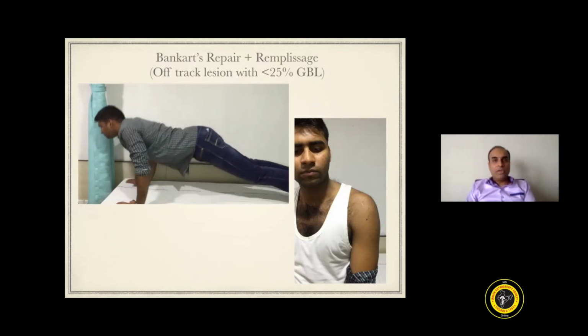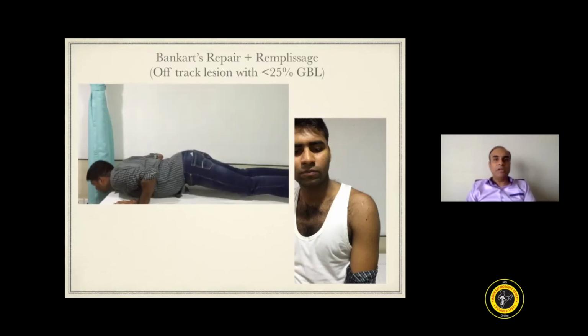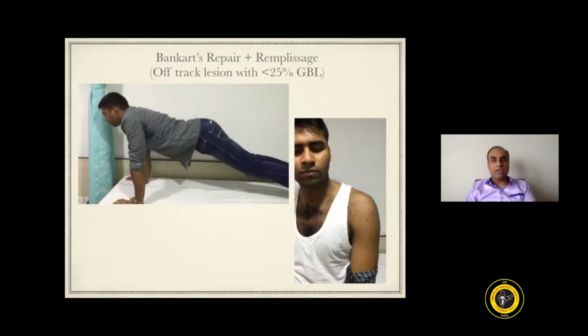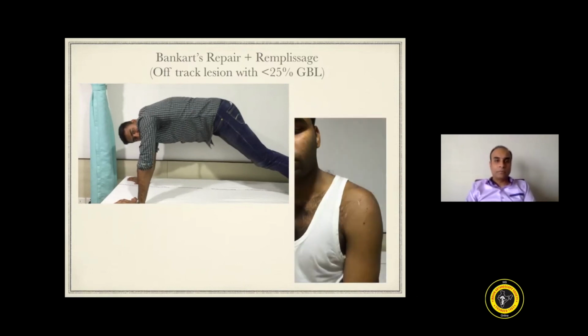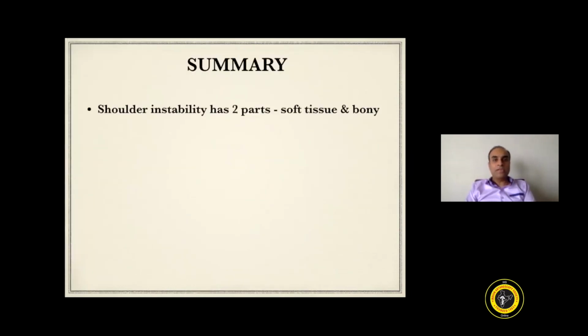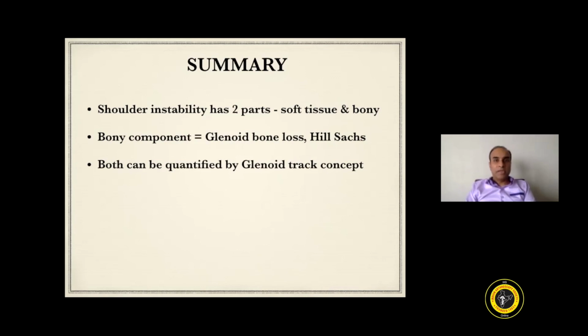Studies have shown that there is some restriction in terminal elevation as well as external rotation, but they are well under 10%. So 5-7% of ROM loss can be expected, but that is a small compromise to get good stability in your shoulder. So to summarize, shoulder instability has two distinct parts, a soft tissue part and a bony component. The bony component involves the glenoid side as well as the humeral head side. Both can be quantified by the glenoid tract concept.